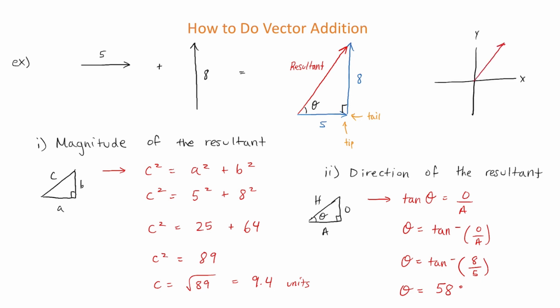And what this means is that the direction of the resultant is 58 degrees above the x-axis. And so that's how you use the triangle method to solve for the magnitude and direction of the resultant.